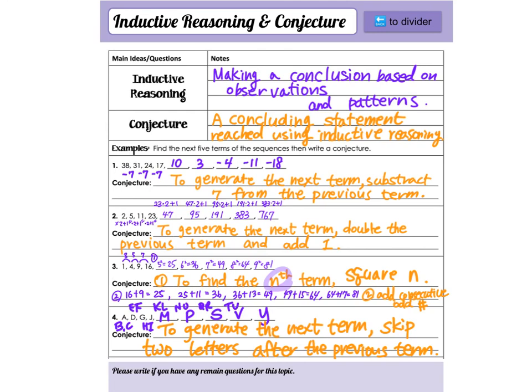All right, make sure to complete the assignment on inductive reasoning and conjecture. Now, let's move on to counterexamples.